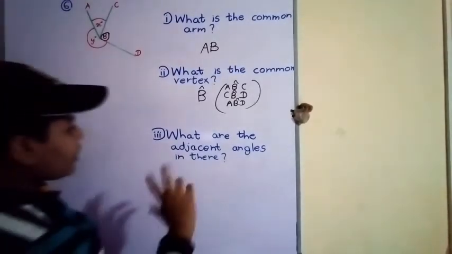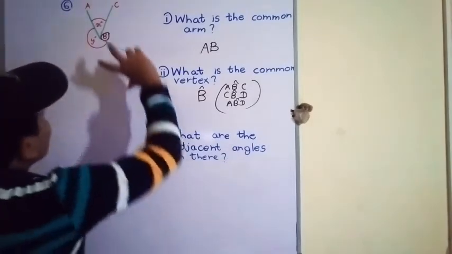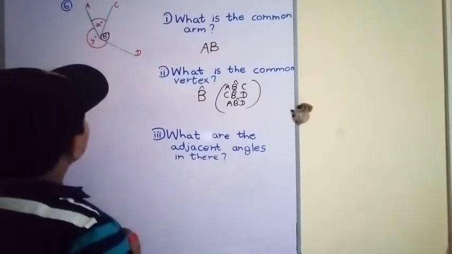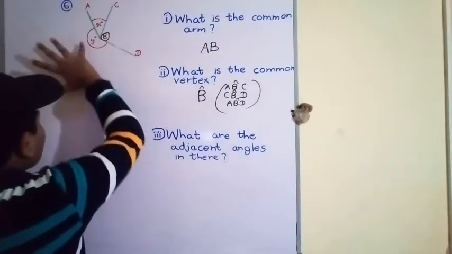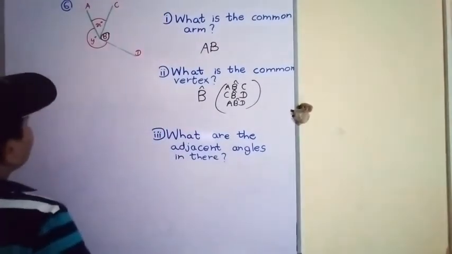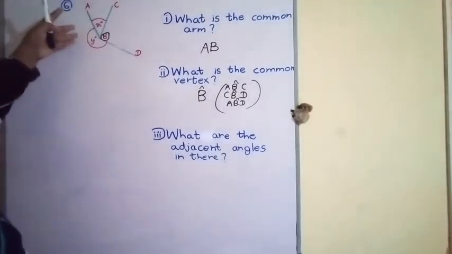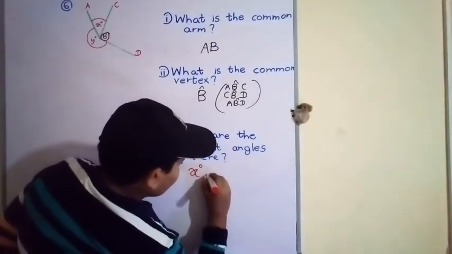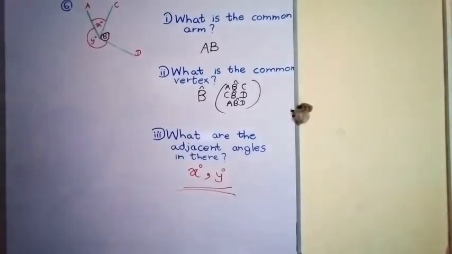The third one, what are the adjacent angles in there? What are the adjacent angles? Now you look at the X and Y. Are the X and Y adjacent? Let's check. Now you get X there, Y in there. They are adjacent to CBD. They have no magnitude. Y is also a correct one, so you can write X and Y.